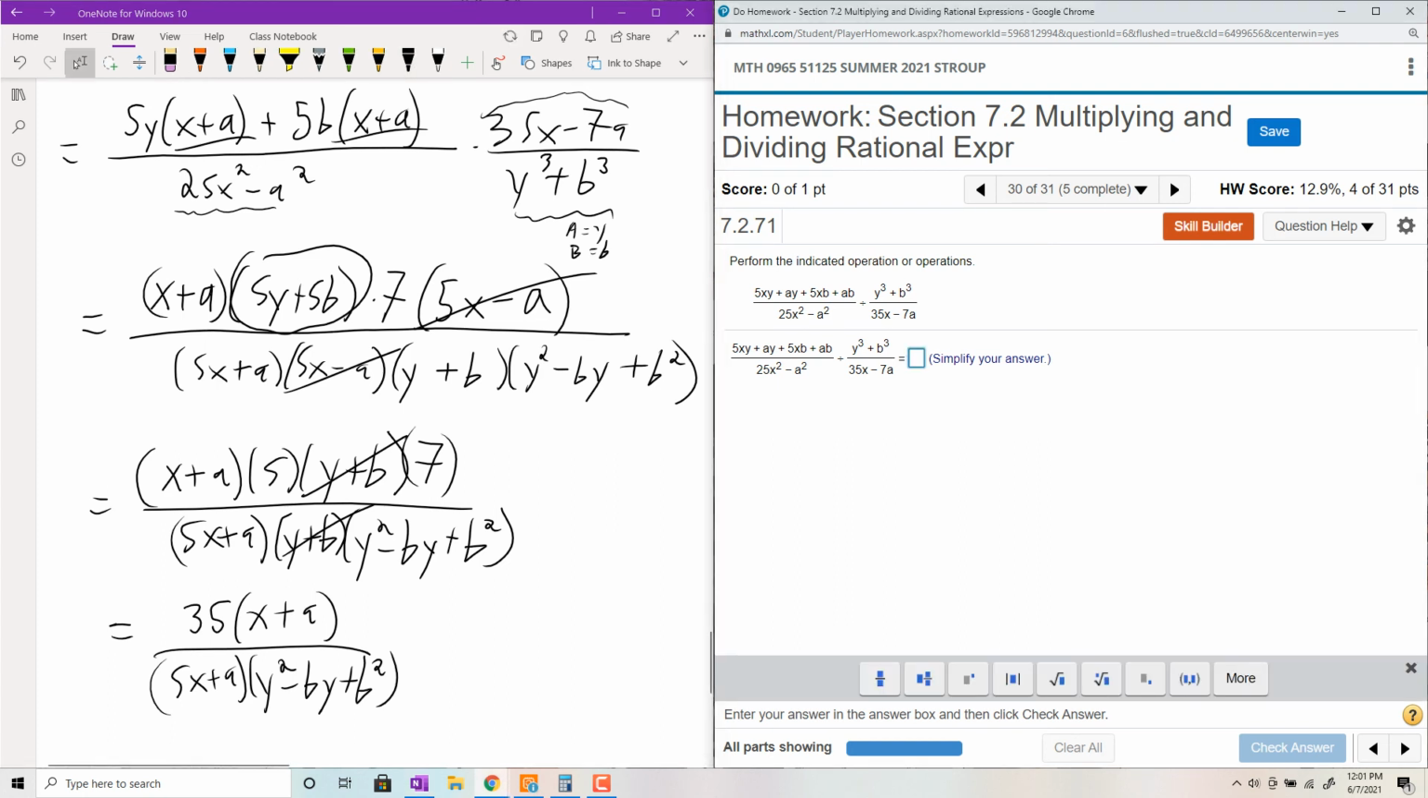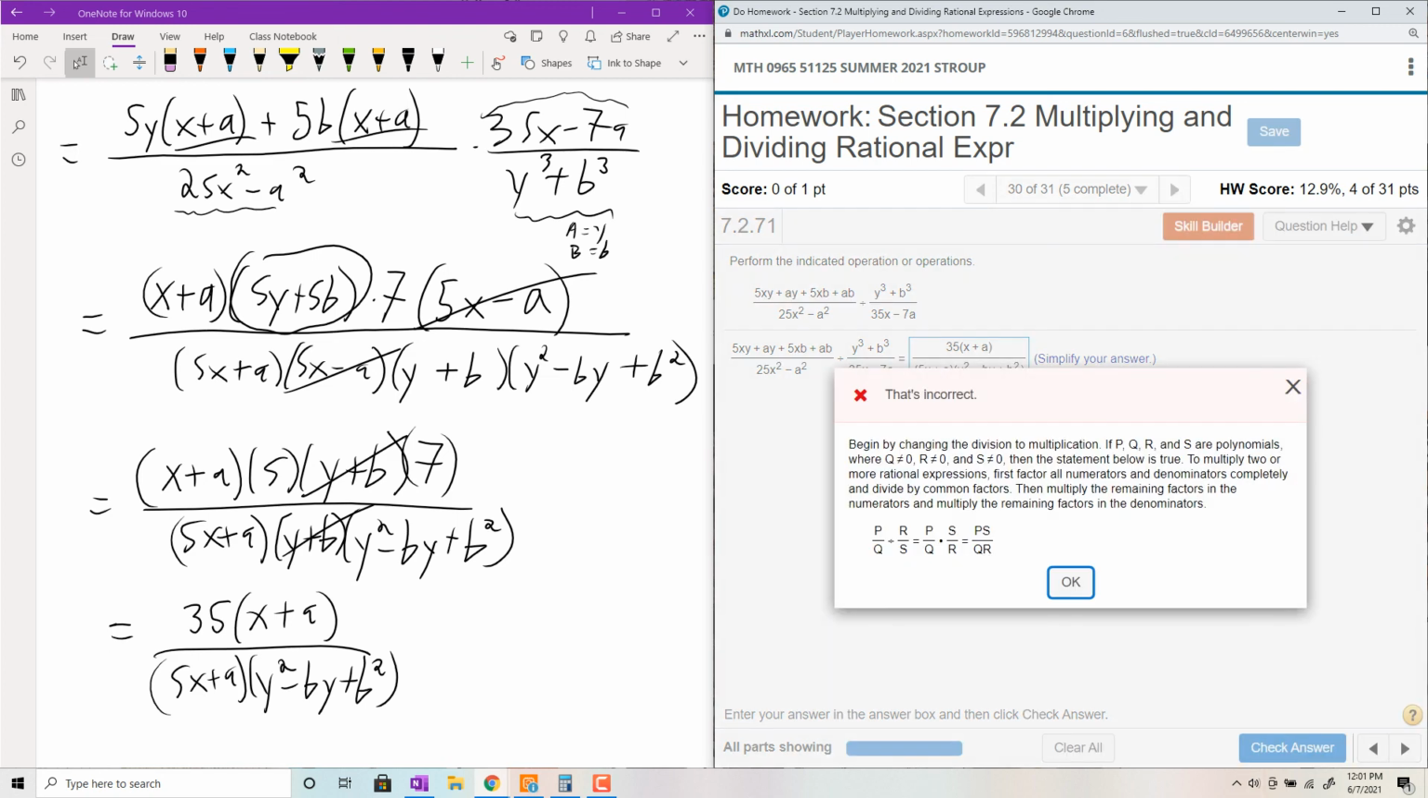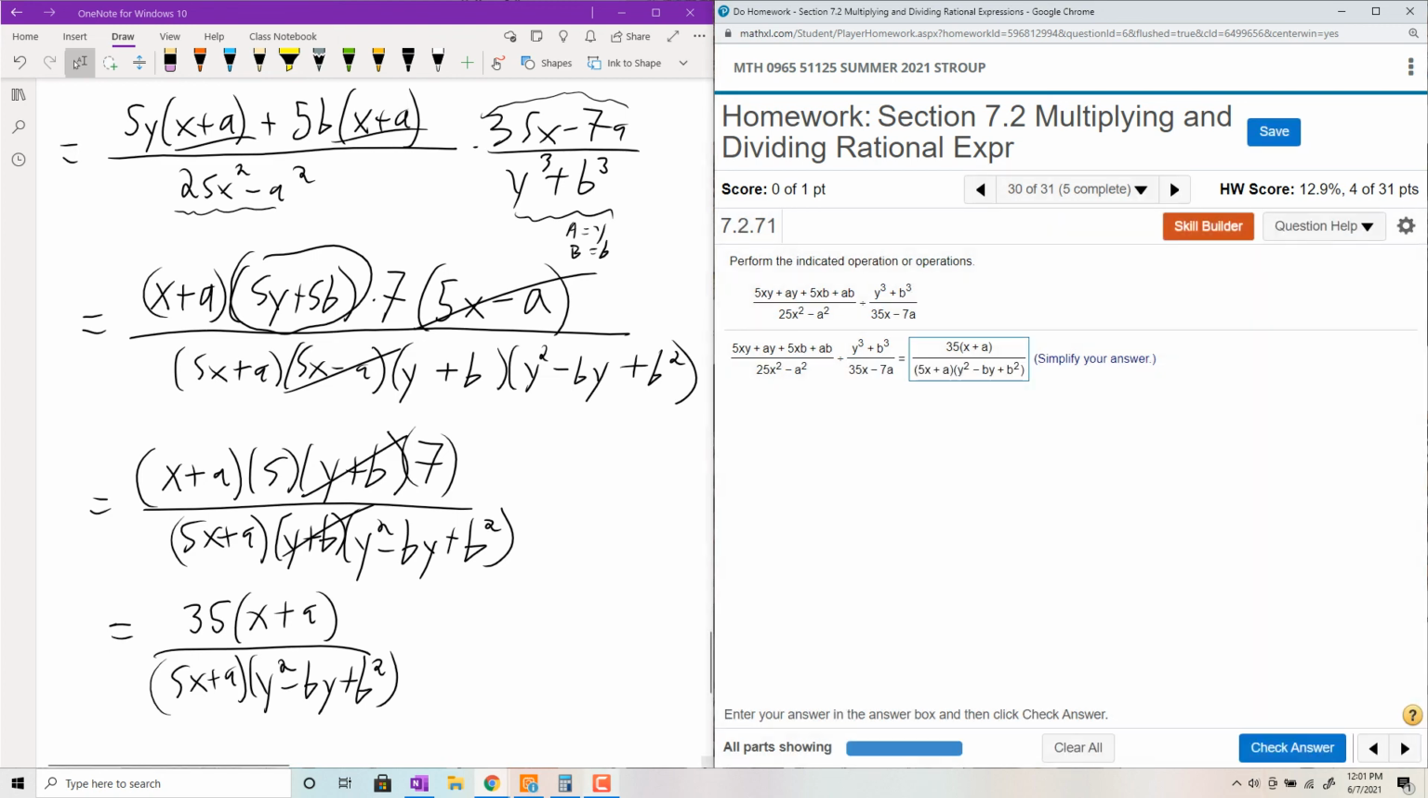Doesn't seem like it, right? 35 times x plus a. There's a certain satisfaction you get when you get them right, and it feels like there's no way. Squared minus by plus b squared in parentheses. Nope. So I probably made some little mistakes.